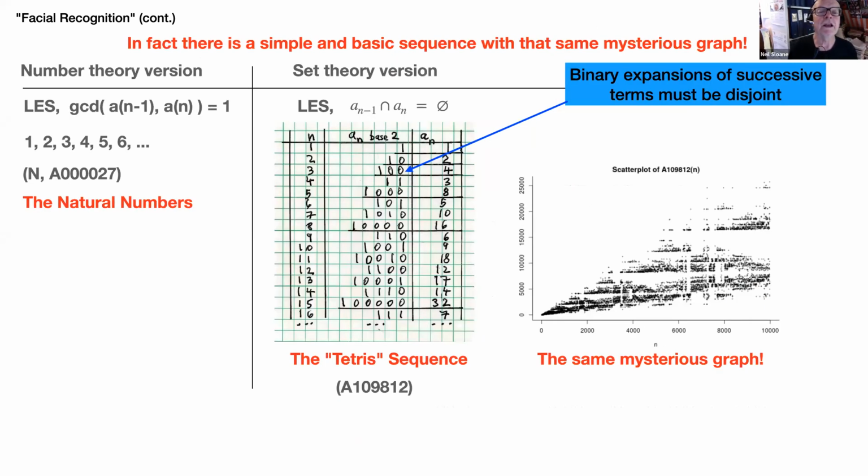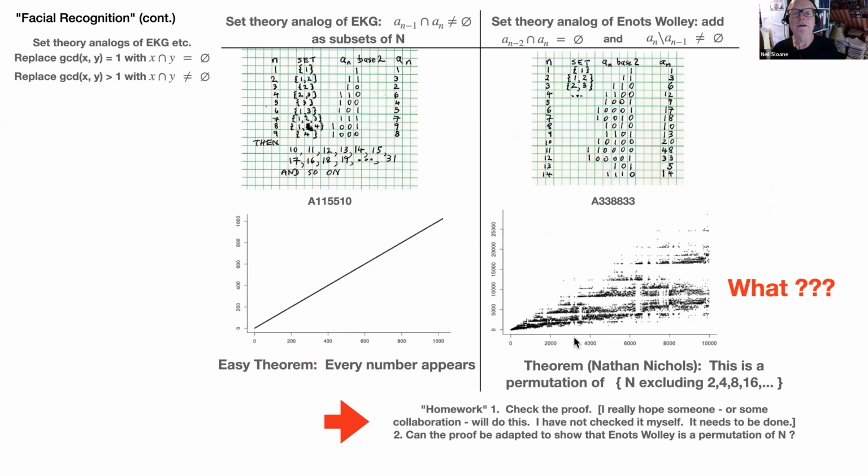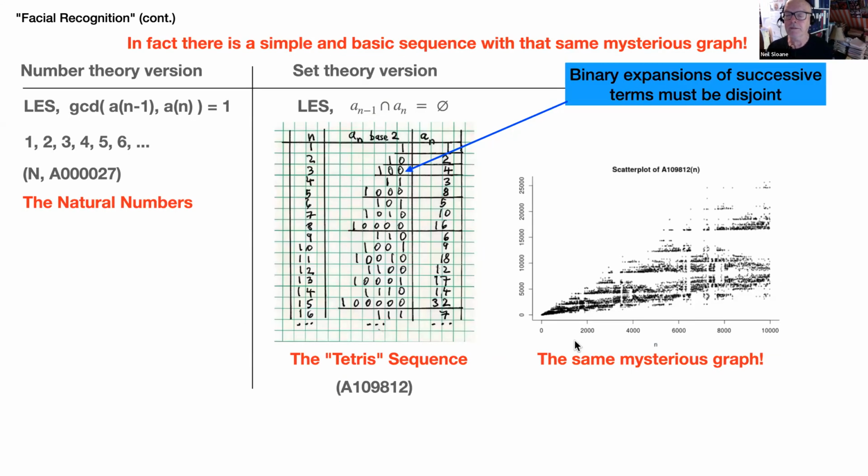Okay, so now I'm getting towards the facial recognition stuff. I was worried about this sequence. So I started searching and I found a simpler version that has the same graph. You can see that, where are we? That and that look pretty much the same. And there's a reason.